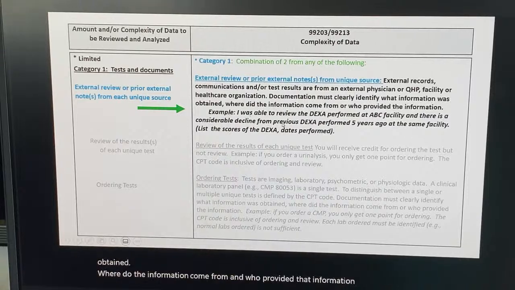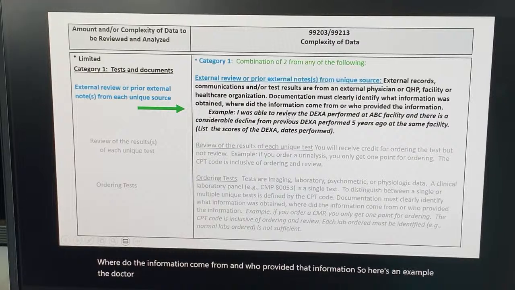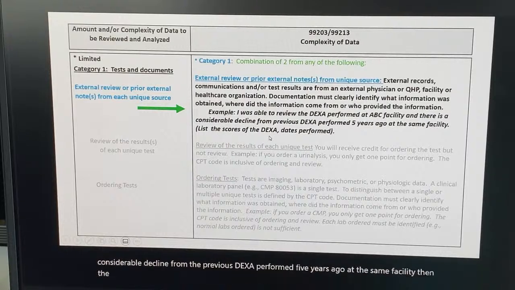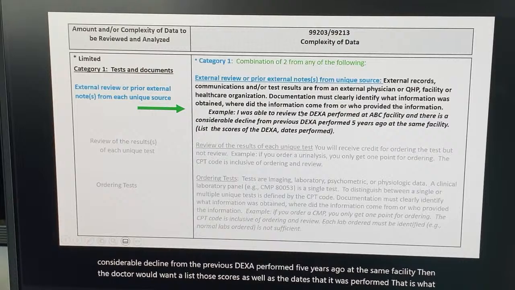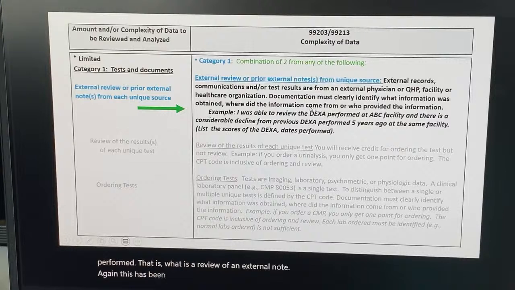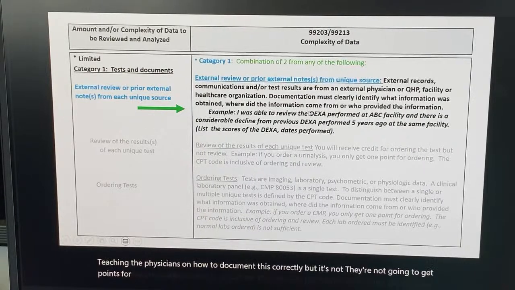So here's an example. The doctor might say, I was able to review the DEXA performed at ABC facility, and there is a considerable decline from the previous DEXA performed 5 years ago at the same facility. Then the doctor would want to list those scores as well as the dates that it was performed. That is a review of an external note. Again, this is real tough, teaching the physicians on how to document this correctly. But if it's not, they're not going to get points for it. So you need to spend the time with education.